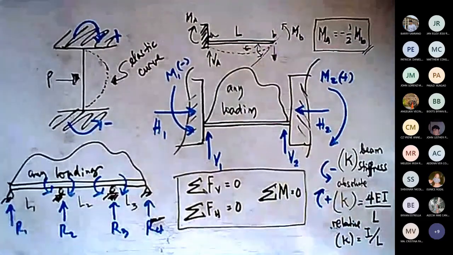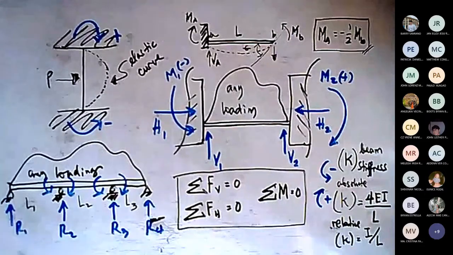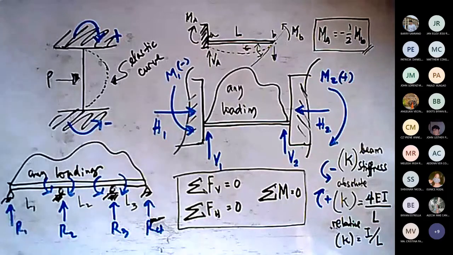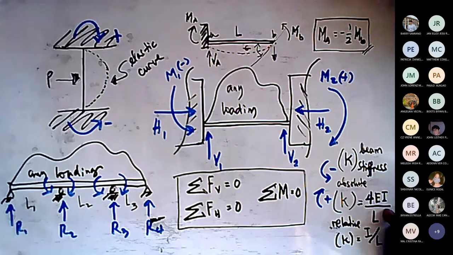Then aside from that, we have the modified stiffness factor. So the modified stiffness factor, in cases when the far end is hinged, the stiffness factor is 3/4 of the value when the far end is fixed. And then of course you have the stiffness factor of the near end when the far end is hinged, which is 3/4 of that when the far end is fixed. So you have 3/4. If this is the stiffness, 4 times EI over L, all you have to do is to multiply this by 3/4.